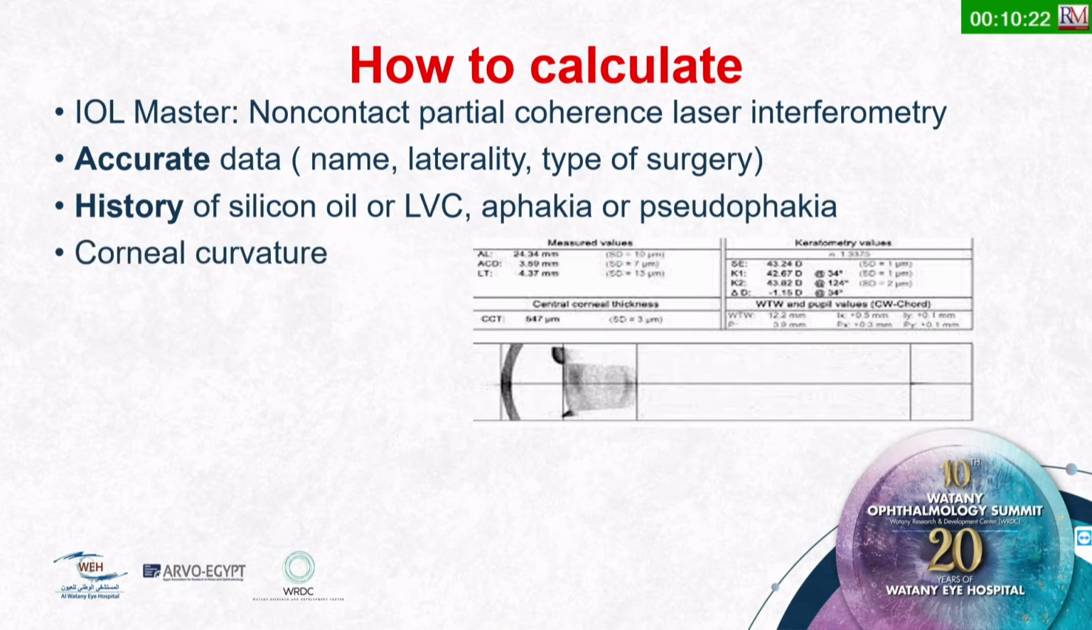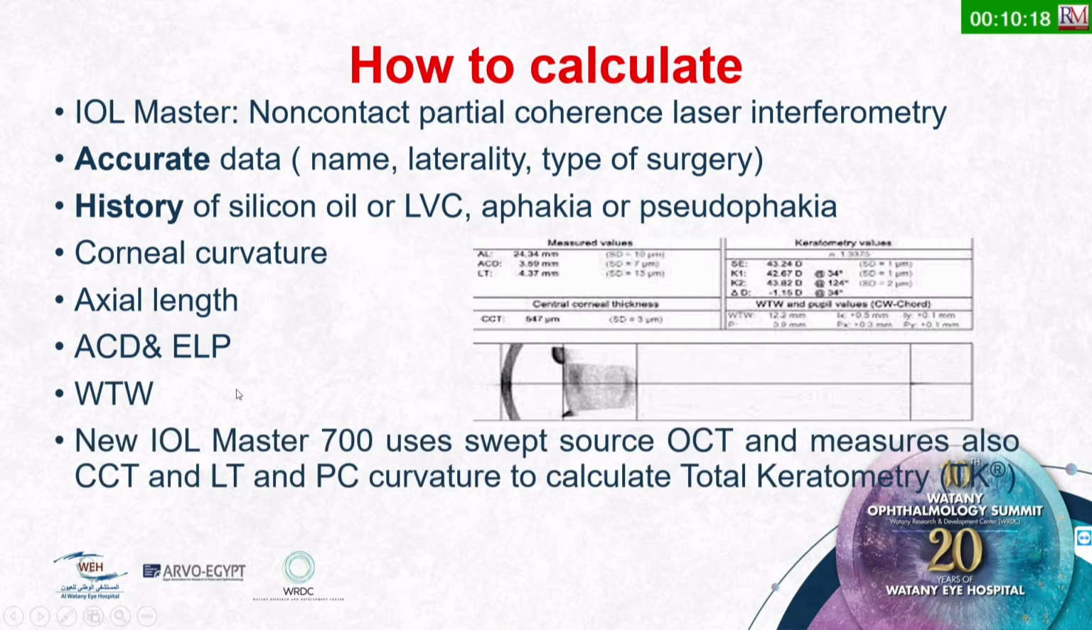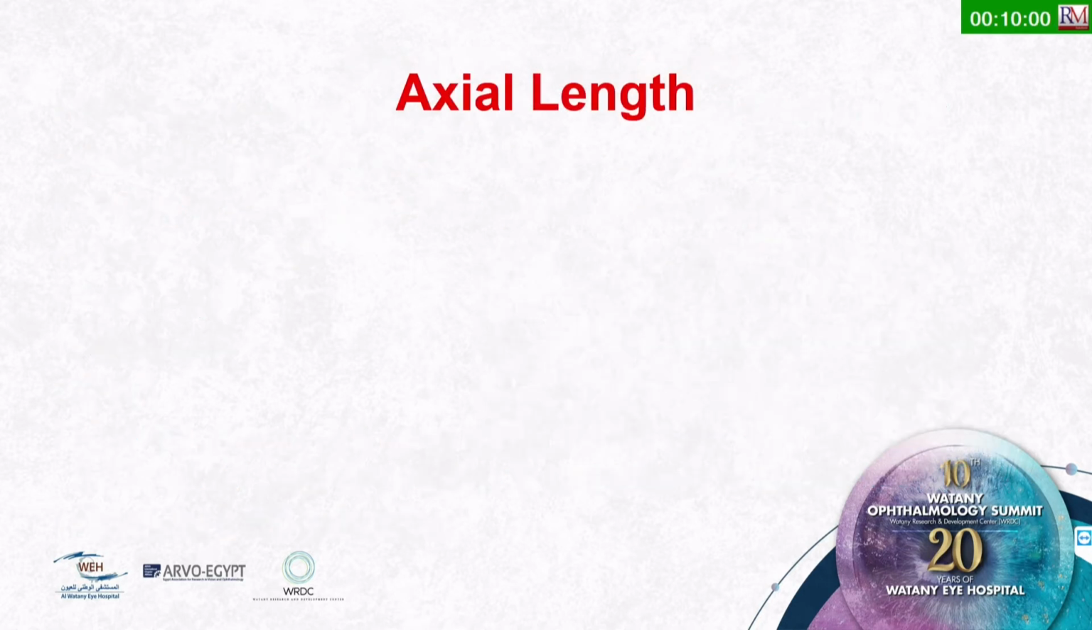I have to measure the corneal curvature, axial length, AC depth and effective lens position, white to white, and the new IOL Master 700 uses swept source OCT and also measures the central corneal thickness and the lens thickness, and some machines with the new TK technology have the posterior curvature as well to account for the total keratometry. Then I use the IOL calculation and formulas.